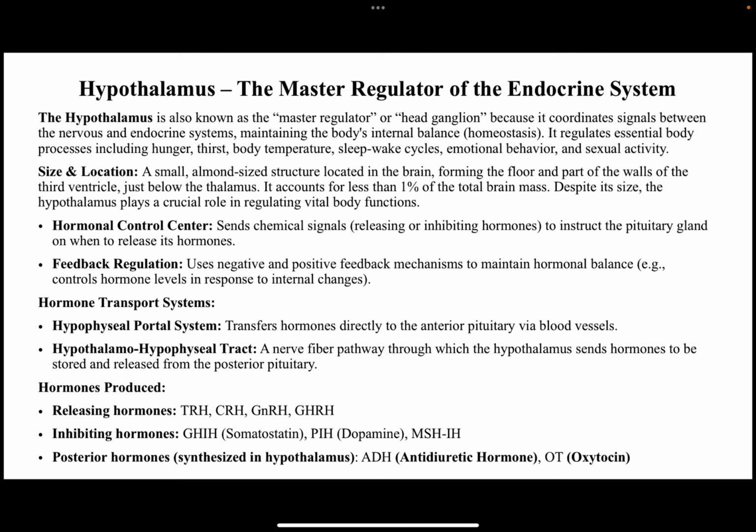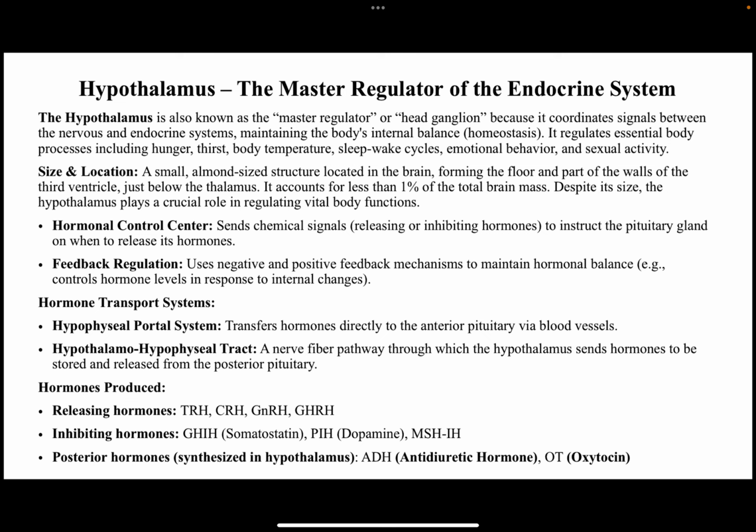Then it goes to be stored in the axon terminals in the posterior pituitary, because you see the nerve fiber connecting the hypothalamus to the posterior pituitary has axon terminals. So once it is produced in the hypothalamus, it is transported along the axons of that neuron, and when it gets to the axon terminals within the posterior pituitary, those hormones are stored over there.